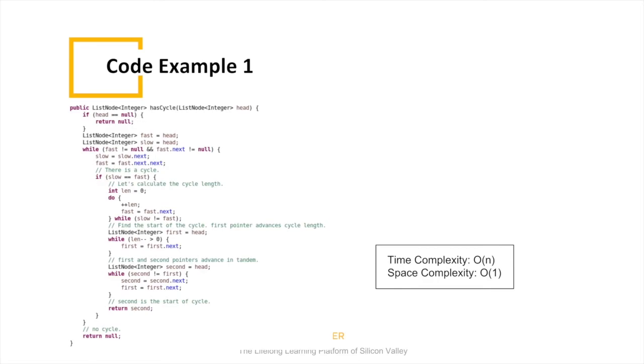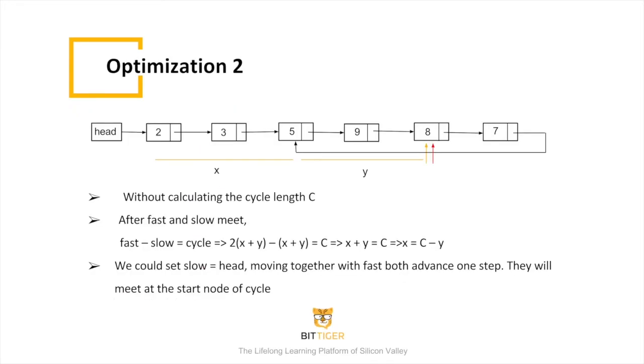The time complexity is big O of n, since we linearly traverse the linked list. The space complexity is big O of 1, since we use only 4 variables here. Could we find the start node without calculating the cycle length c? Well, after fast and slow meet, we could do some calculations to solve this.